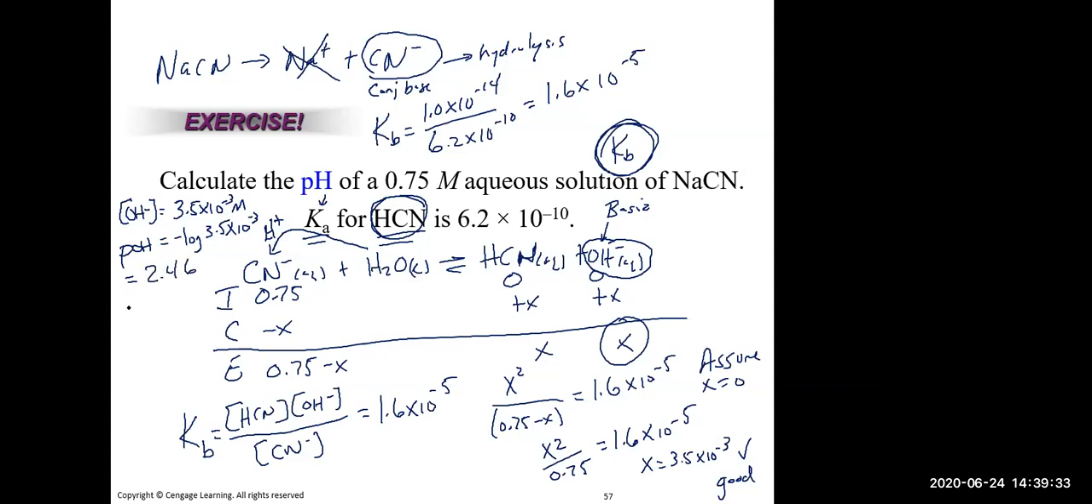And again, remember that that is not the pH, that's the pOH. So to get the pH, we're going to take 14 minus 2.46. That gives us 11.54, which I would say is basic and would make sense in this case. Any questions on any of those steps there?